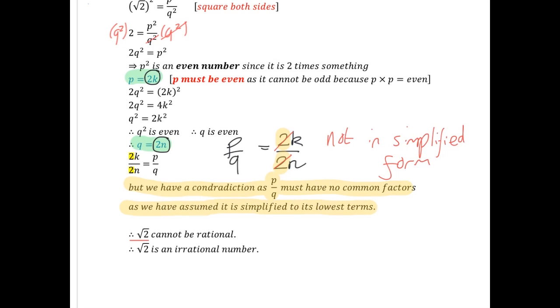So therefore, root 2 cannot be rational by proof by contradiction, because we assumed something, and by making that assumption we arrived at a contradiction. So therefore root 2 cannot be rational, so therefore root 2 is an irrational number. And just like any other proof, we finish with our QED.